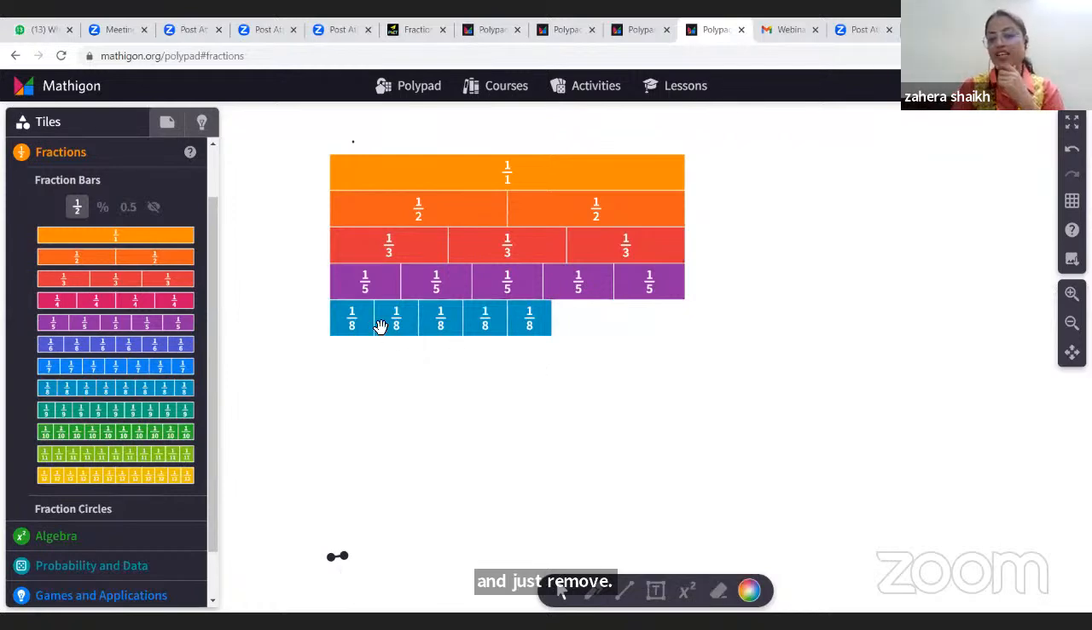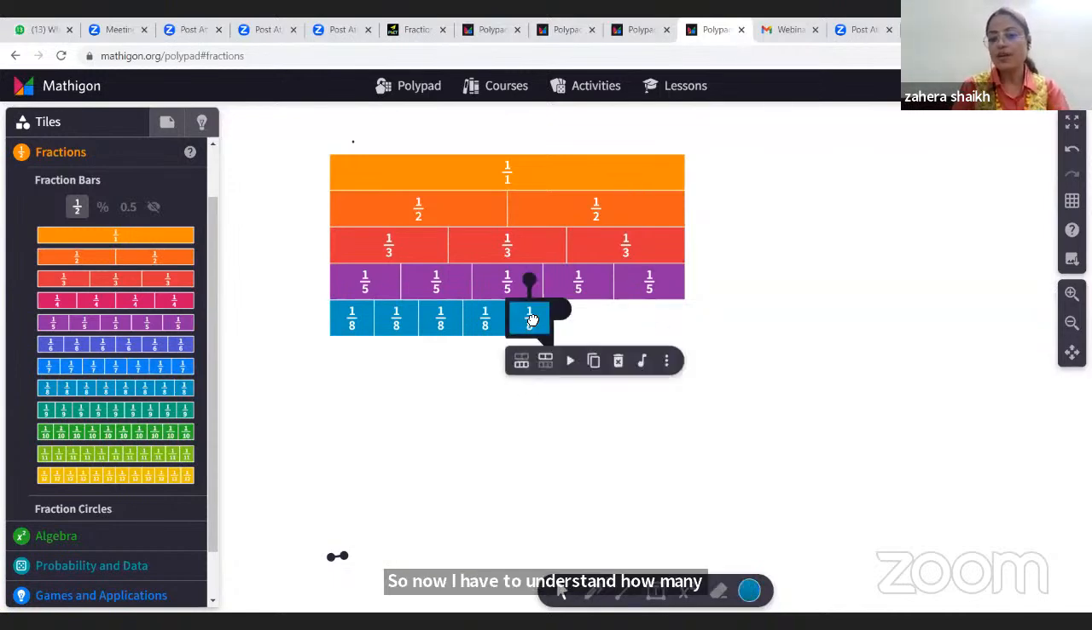Yes. Now, if I ask, what do you see? What do you observe? So I can see 1, 2, 3, 4, 5 tiles of 1/8, right? But something is missing here, which does not make this a whole. So now I have to understand how many more tiles I need to make it a whole.